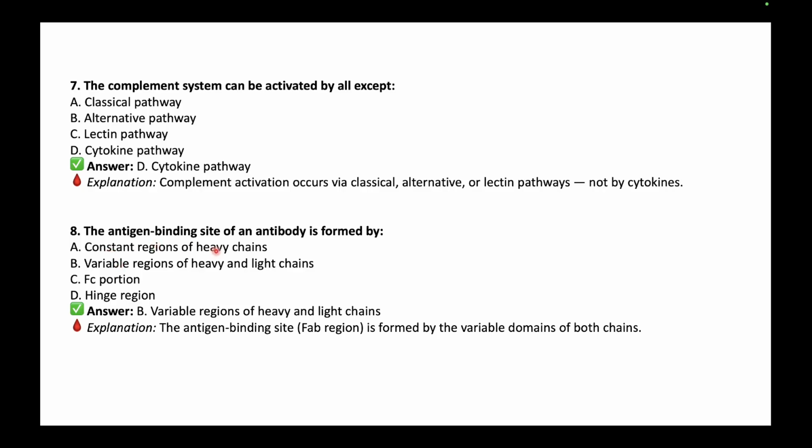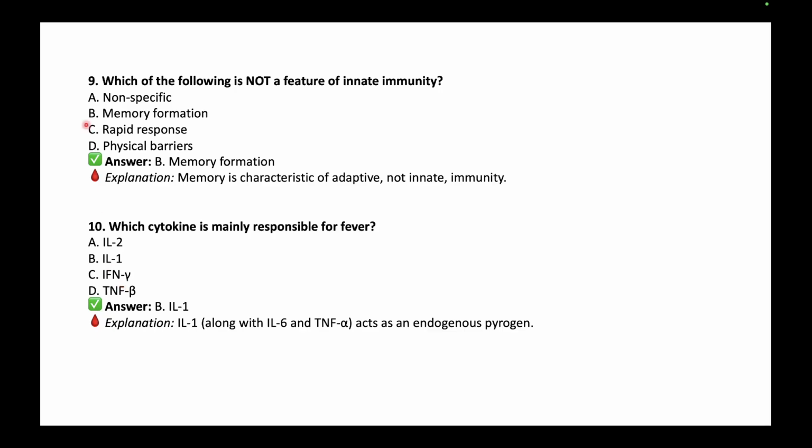The antigen binding site of an antibody is formed by the variable region of the heavy and the light chain. Okay, the Fc portion is the bottom one, which binds to the Fc receptor. Constant region of the heavy chains, no. Hinge region is also not involved. It lies in the variable region of both the heavy and the light chain.